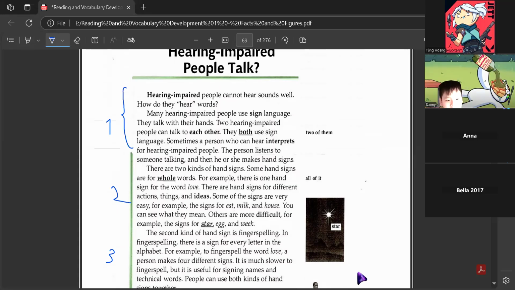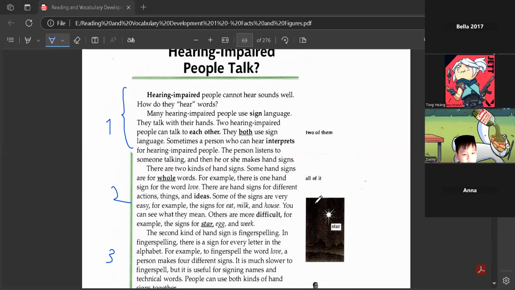And people cannot hear sound well. How do they hear words? Many hearing impaired people use sign language. They talk with their hands. Two hearing impaired people can talk with each other. They both use sign language. Sometimes a person who can hear interprets for hearing impaired people.